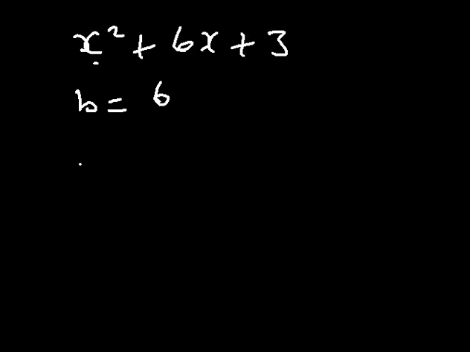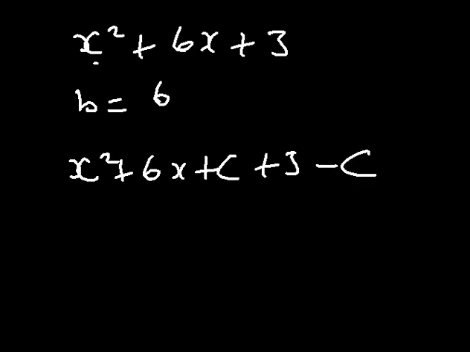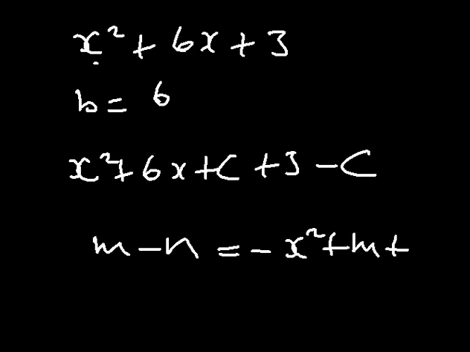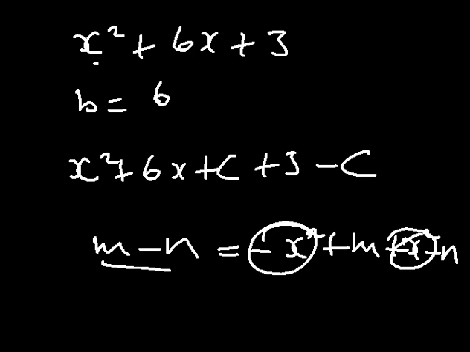So in that case, we'll have it as x squared plus 6x plus c plus 3 and minus c. At the end of the day, you should understand that having, let's say, m minus n, it is the same as, let's say, negative x squared plus m and plus x squared minus n. Nothing changes here, because if you go for the like terms, negative x squared plus x squared will be the same as that.